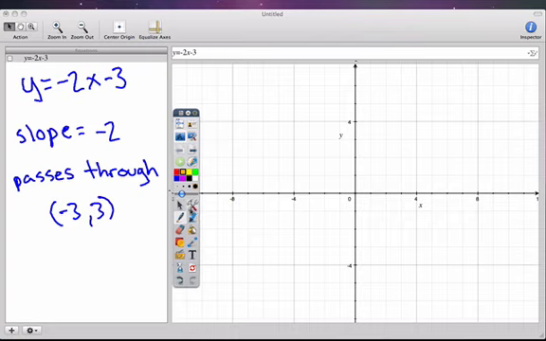And if we want to check that, we can go to our grapher. Now that we're at our grapher, we're going to graph our equation. y equals -2x minus 3. Now we know from the description of the problem that this line should pass through the point (-3, 3). So let's mark that point on our graph. (-3, 3).